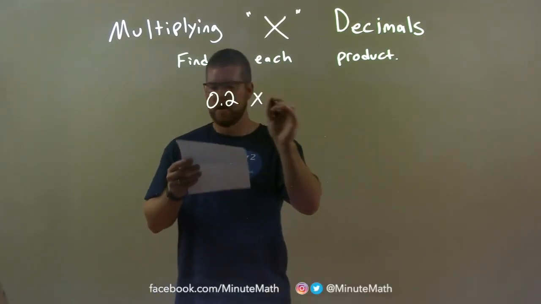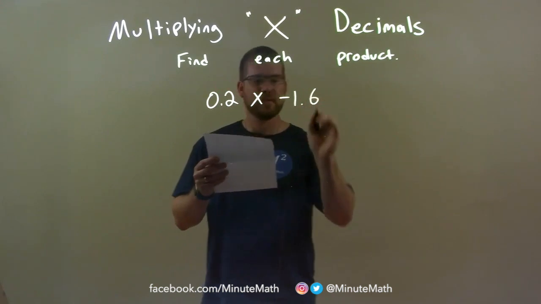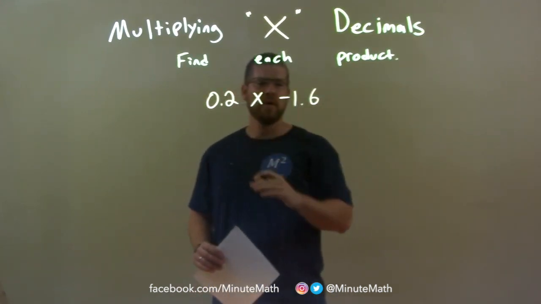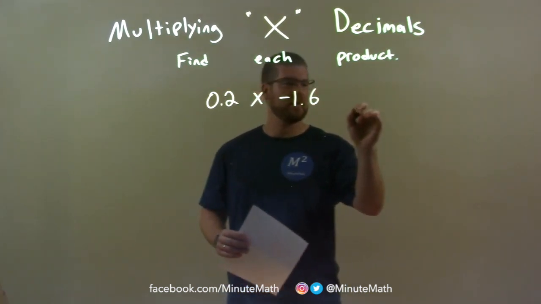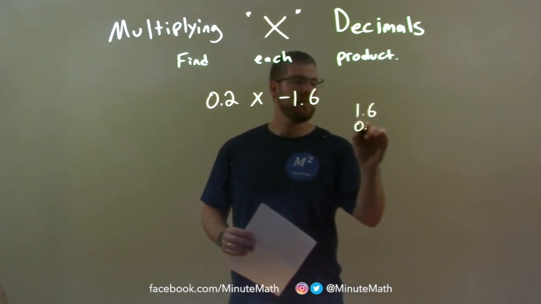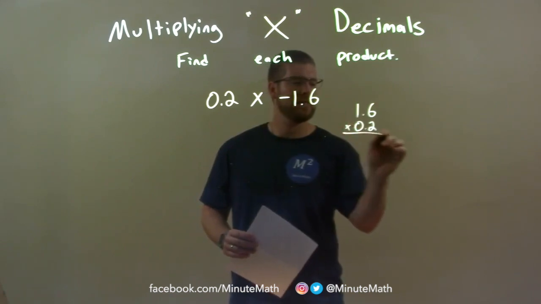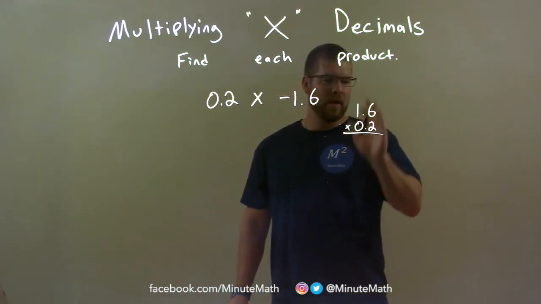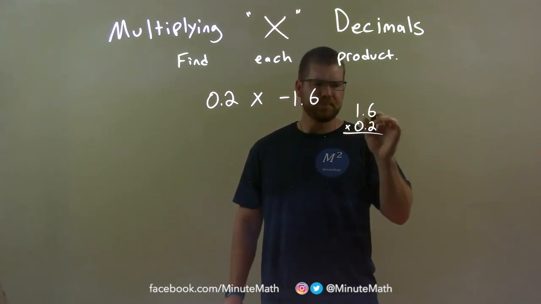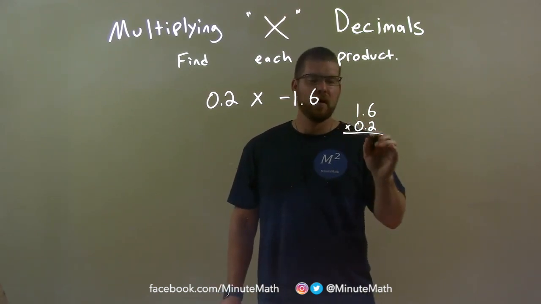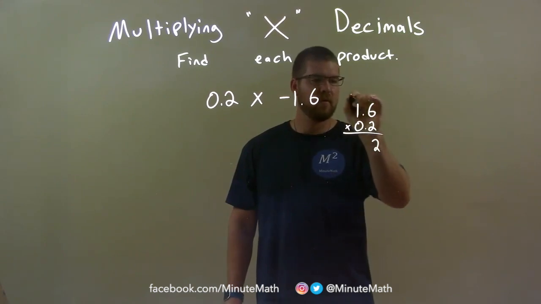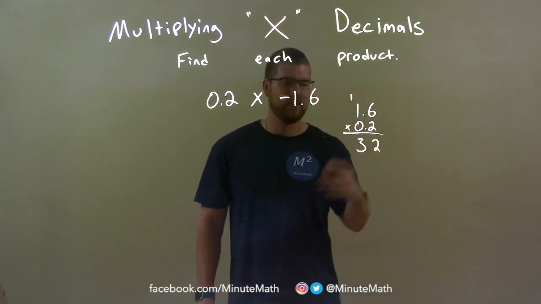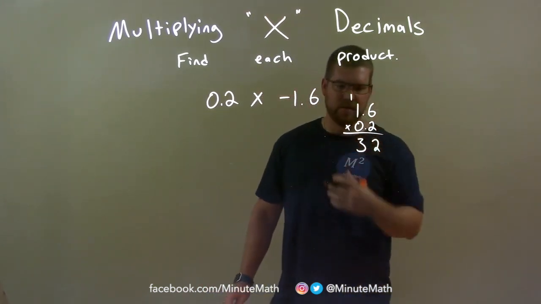0.2 times negative 1.6. Okay? Well, what I want to do is I'm going to ignore the negative and write it out like this. 1.6 over 0.2. I'm going to multiply these together. Now, again, I kind of ignore the decimals for a little bit as well when I'm doing my multiplication steps here. 2 times 6 is 12, so we have 2, carry the 1. 2 times 1 is 2, plus 1 is 3. Okay? And the 0 is kind of pointless. 0 times anything is 0.